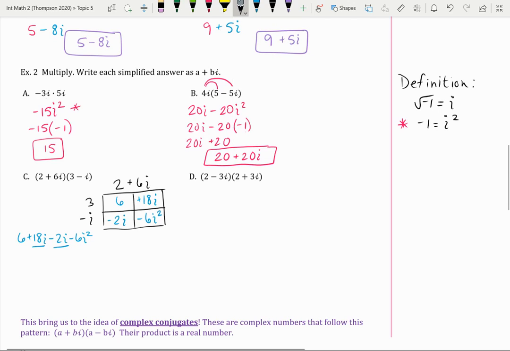So we talk about how when I multiply binomials, oftentimes I have like terms across this diagonal, and it's no exception in this case. I have like terms again. So I'm going to combine those. 18i minus 2i gives me plus 16i. But now I have more steps to simplify because I have i squared is equal to negative 1. So I keep going.